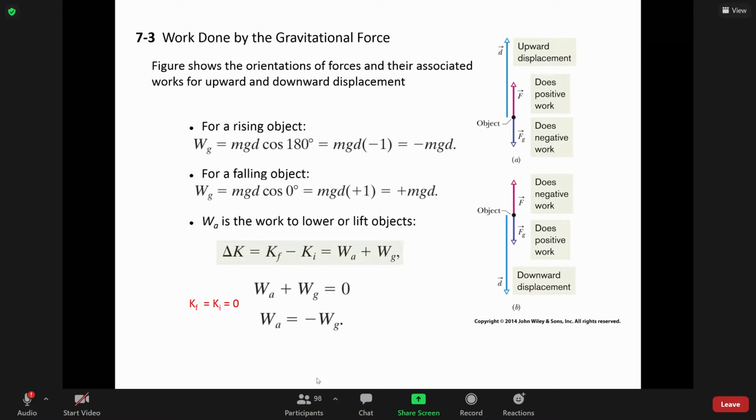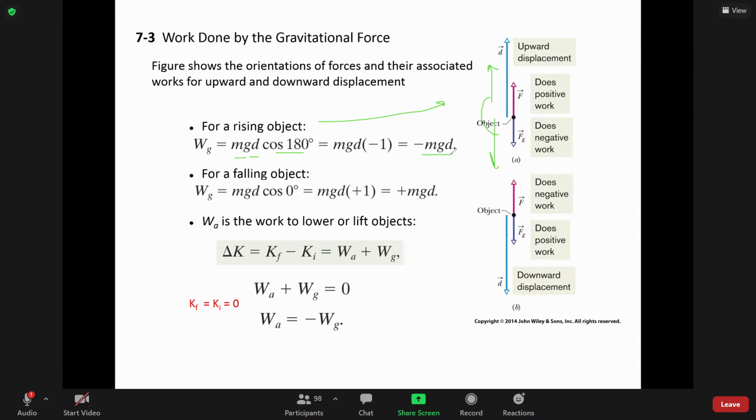Now let's discuss it here. In the first situation, this is the displacement up, and the force of gravity is down, so the angle is 180. That's the situation when raising the object. So when raising the object, the work by gravity is mg multiplied by the displacement magnitude d, times cosine 180. So it's minus mgd. This is the work done by gravity when I'm raising the object up.